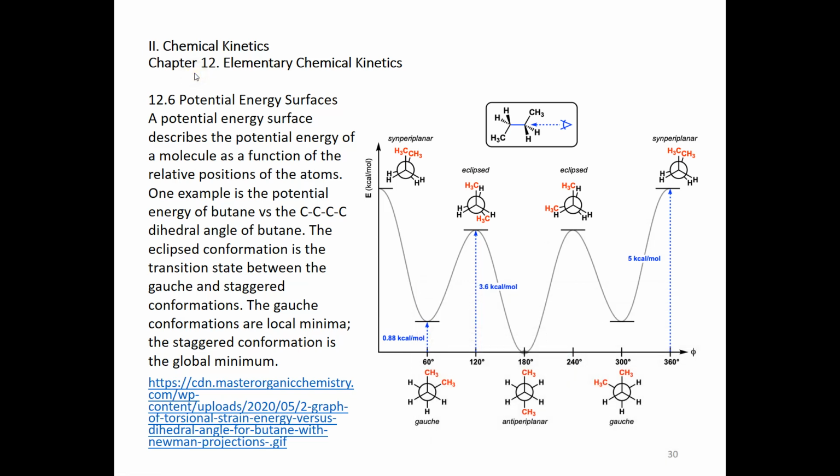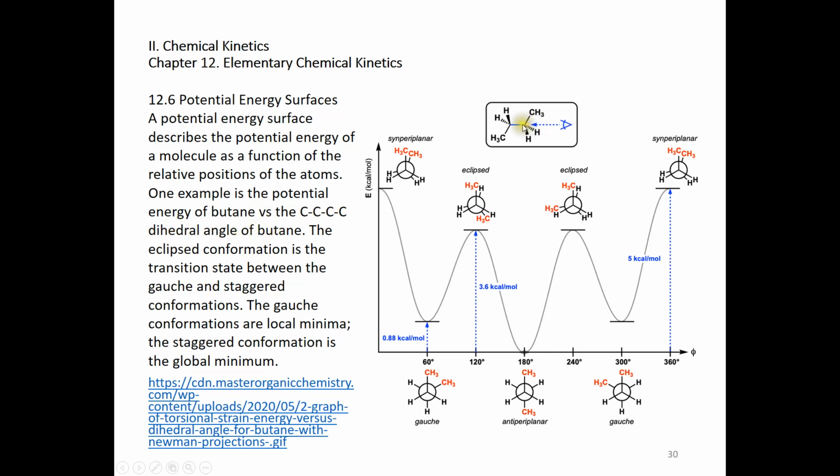Chapter 12, Elementary Chemical Kinetics, Section 12.6, Potential Energy Surfaces. A potential energy surface describes the potential energy of a molecule as a function of the relative positions of the atoms. One example is the potential energy of butane versus the carbon-carbon-carbon-carbon dihedral angle of butane.